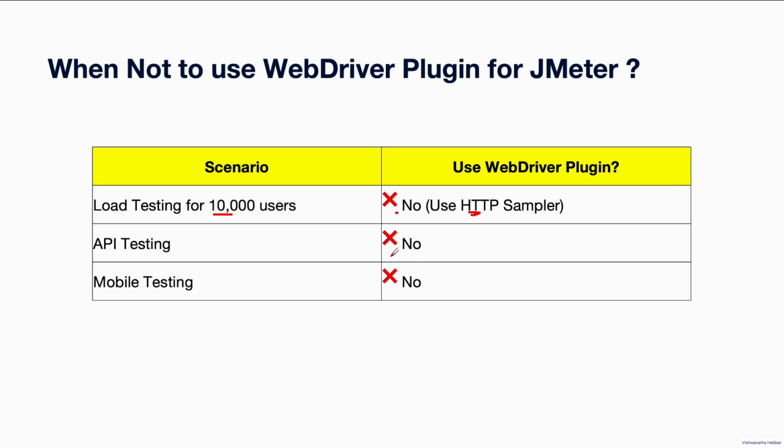Again, API testing is also not possible using the WebDriver plugin for the JMeter. Similarly, mobile testing is also not possible using the WebDriver plugin for the JMeter. Basically, you do not use the WebDriver plugin for the JMeter whenever you want to simulate the load on the system. This WebDriver plugin is only used to test the client side performance and the behavior when the application is opened on the web browser.